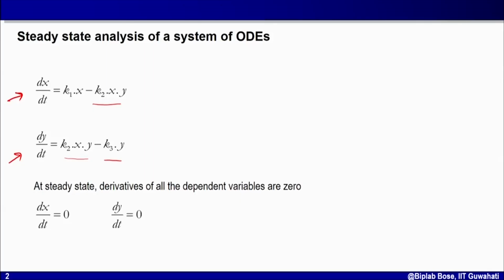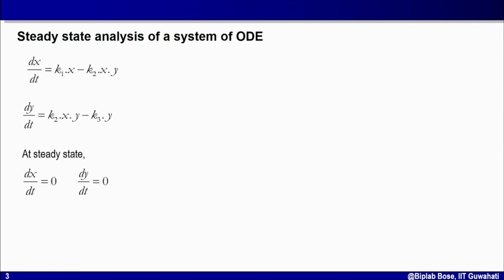So if I go back to this predator-prey model, I have two dependent variables x and y, so I have two derivatives dx/dt and dy/dt. Steady state is achieved when dx/dt is 0 and dy/dt is also 0. Both the derivatives are 0. So at steady state, the derivatives of all the dependent variables are simultaneously 0. Now how can we calculate that algebraically? Let us try to see it.